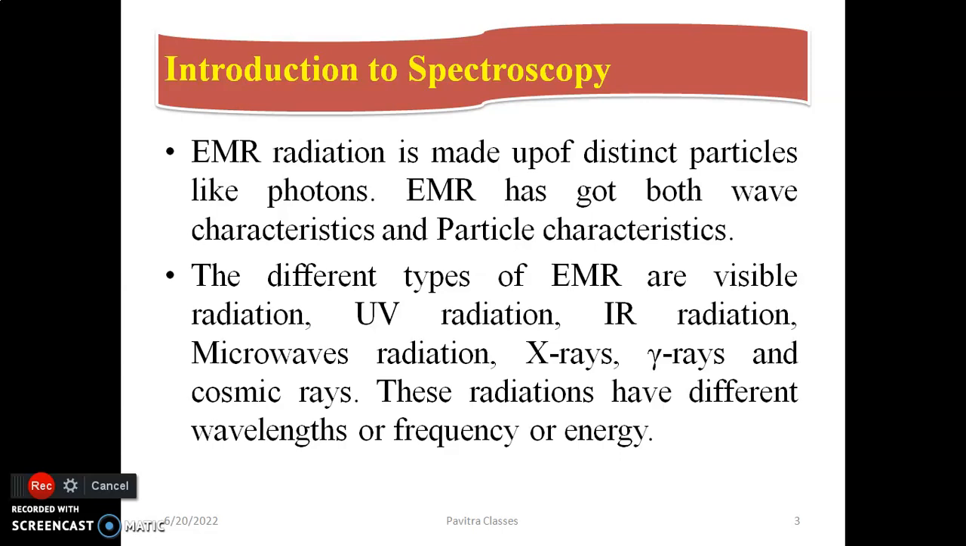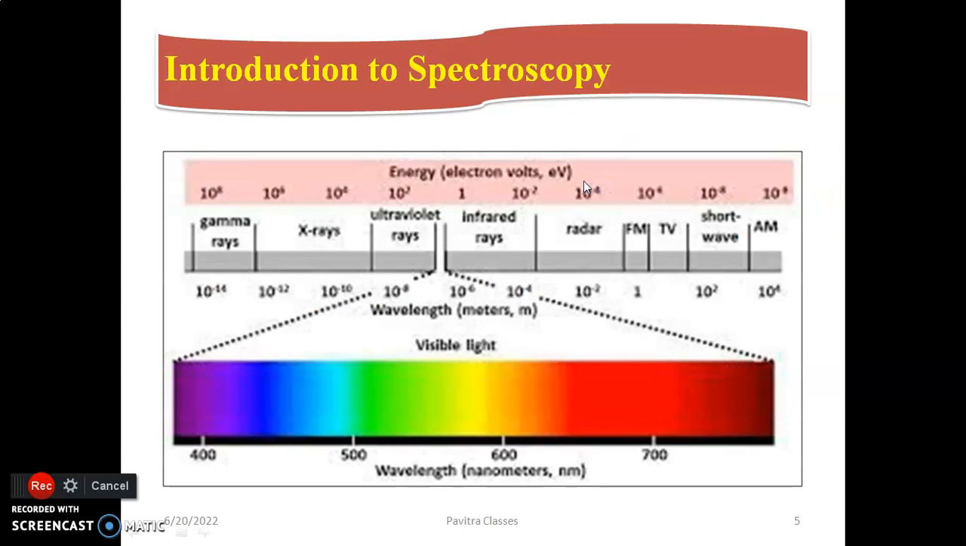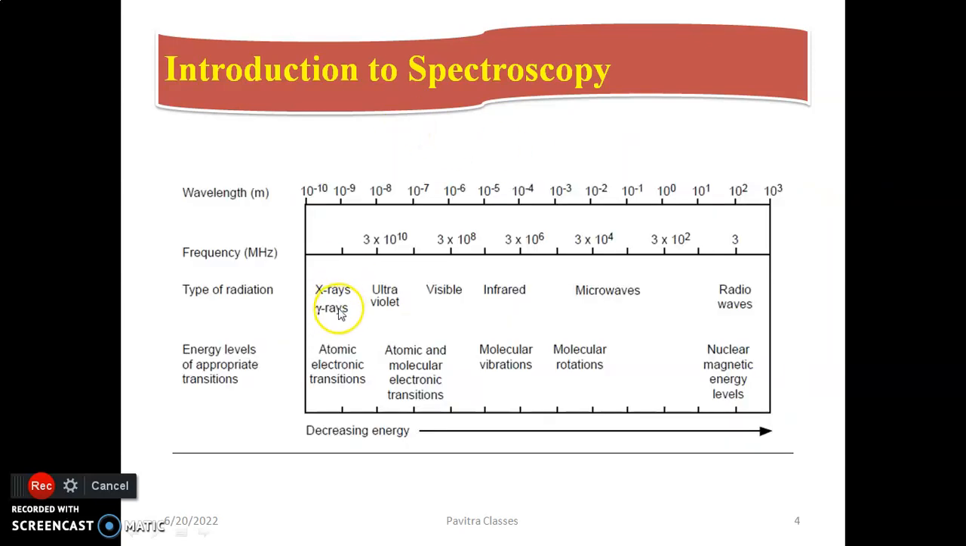These radiations have different wavelengths, frequencies and energies. This is the chart of the different electromagnetic radiations. You can see they vary with the different wavelengths and frequencies. Here you can see X-ray, gamma rays, 10 raised to minus 10, 10 raised to minus 9, 3 into 10, ultraviolet, visible 3 into 10 raised to 8, infrared 3 into 10 raised to 6, 10 raised to 4, 10 raised to 2, like this the changes are there.